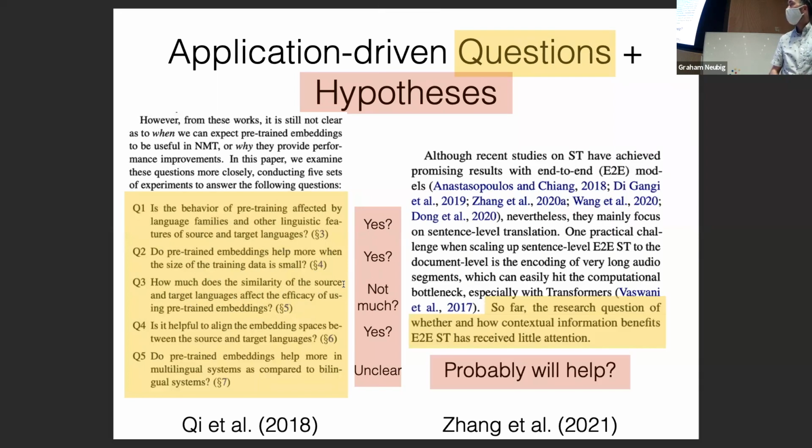Another example is, they didn't actually phrase this as a question, but they say, so far the research question, oh no, sorry, they did. So far the research question of whether and how contextual information benefits end-to-end speech translation has received little attention. So they didn't say this is our question, but basically the implicit question is, will contextual information help? And their assumption is that it probably will, but they need to verify that.